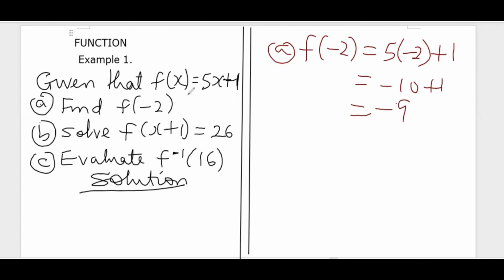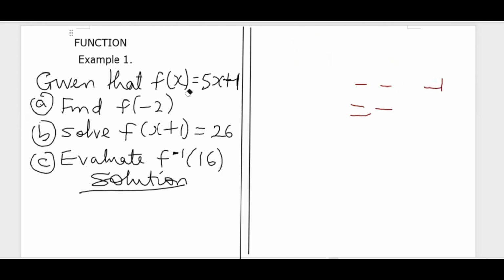So for the B part, we have to solve an equation. We have to solve f of x plus 1 equals 26. That means f of x plus 1 is another function on its own, which we can equate to 26. But how do we get f of x plus 1 in the first place?